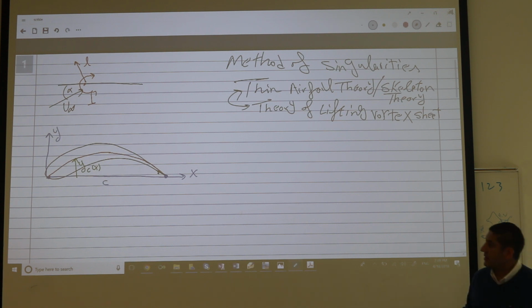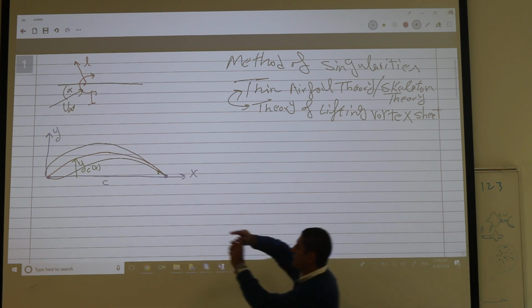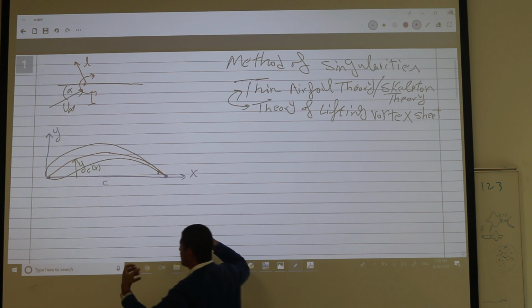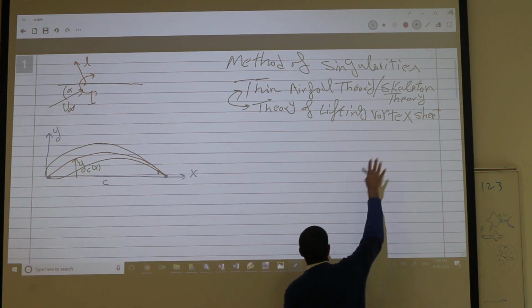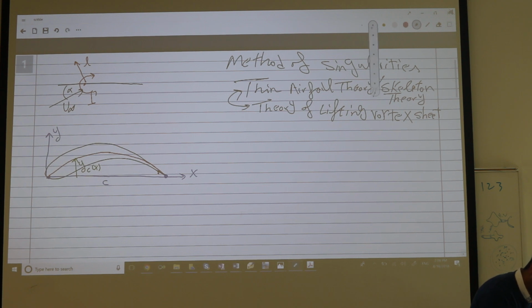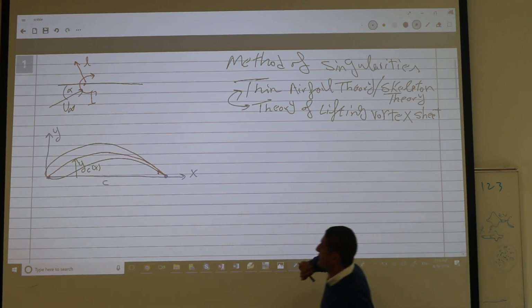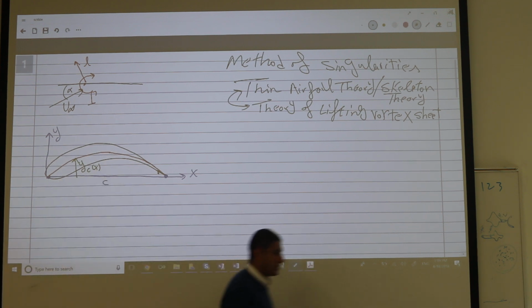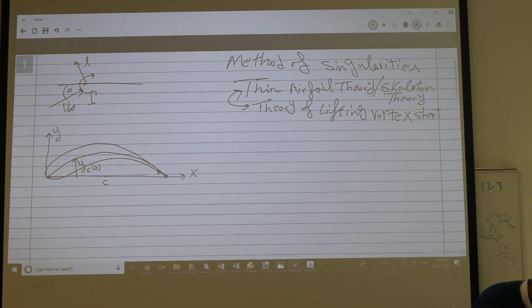As you can see, because the airfoil is wrapped around the camber, the camber really represents the skeleton of your airfoil, and this is why it's called skeleton theory. So we'll neglect the effect of the thickness, or assume that it's very thin, so that the effect of the thickness is negligible, and we will determine the lifting characteristics of just the camber line.